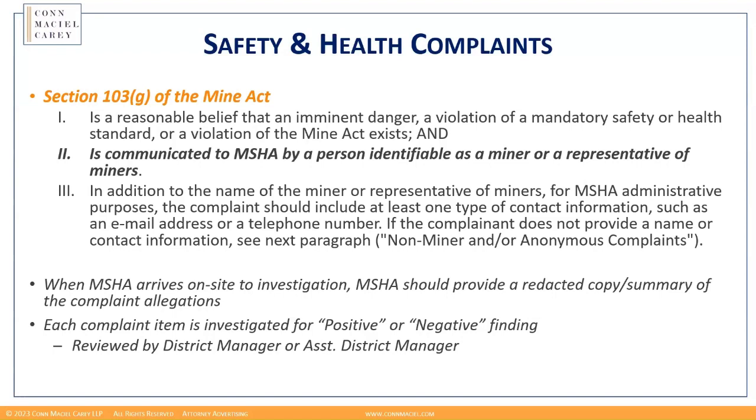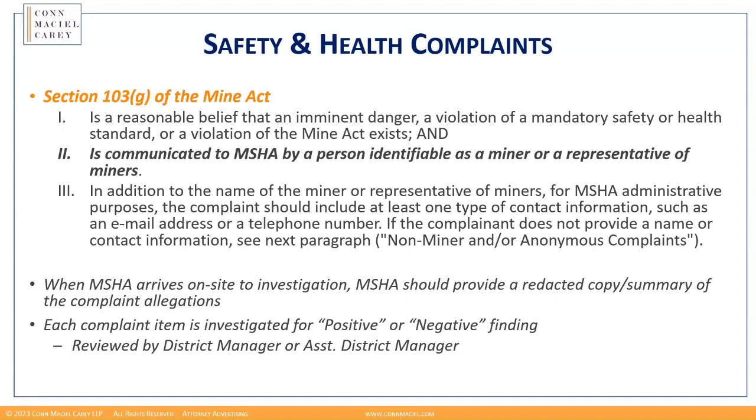And they do drill that down so that you can't go back and figure out maybe who made the complaint by the specific information included. But if it's a 103G, you should be able to get a copy of that, and then you can review it. And MSHA is going to go down and do an investigation at your site for each one of those items. And they are going to determine whether or not it's a positive, meaning they found validation to the complaint, or a negative finding, they did not.